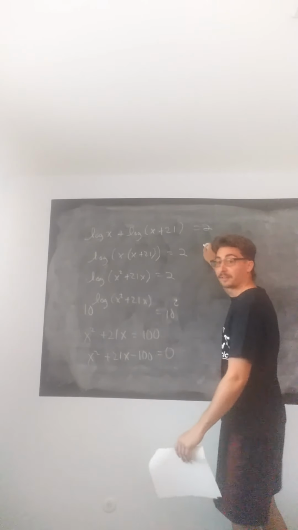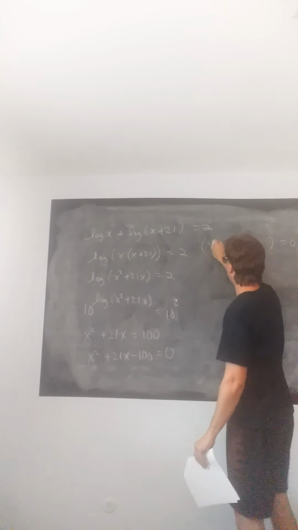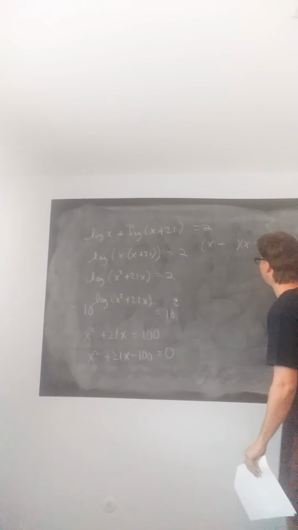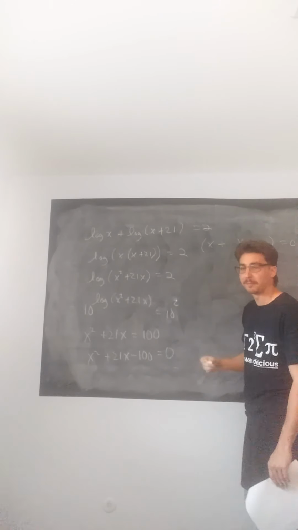So how are we going to go and solve this? Well, I would always try to factor first. So let's see if we could factor. So this would be x and x. One has to be a plus and one would have to be a minus. Things that multiply to 100 but give us a positive 21 when we combine them together with adding or subtracting.